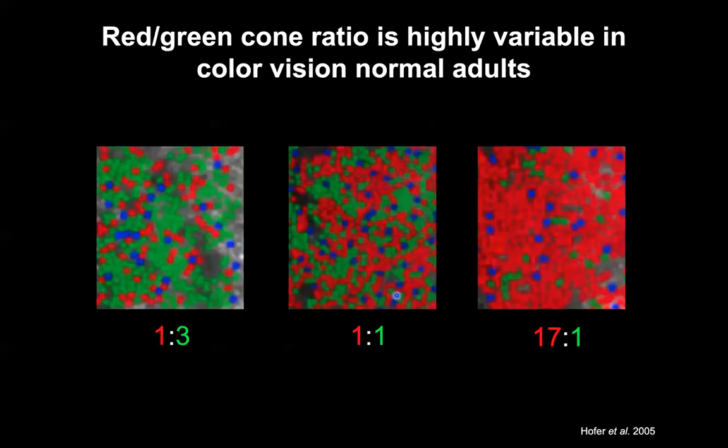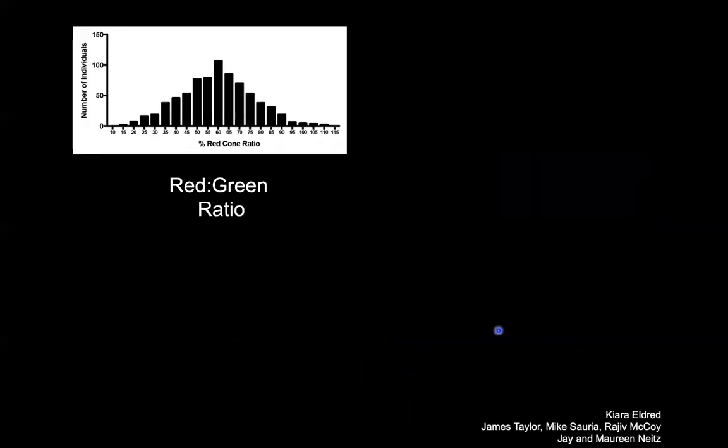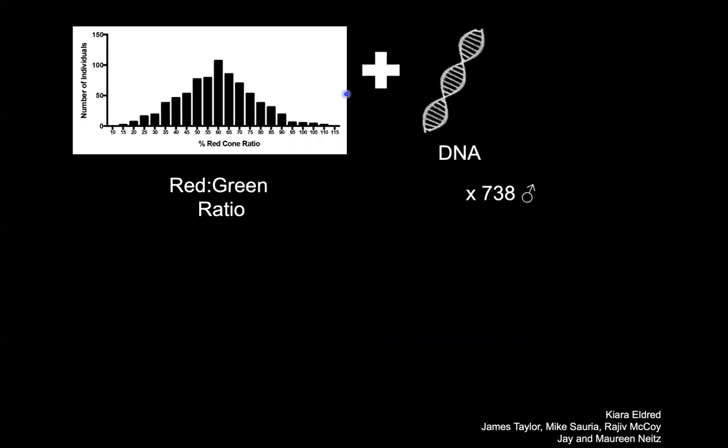What is really important to understand is that the ratio of red to green cones is highly variable in the color vision normal population, from 1 to 3, 1 to 1, and 17 to 1. And all of these individuals, again, see normally. In collaboration with the Rhesus group, they determined the percent red ratios and the DNA sequences from 738 human males. And they have a nice normal distribution, as you can see here. Males were used because the opsin locus, again, is on the X chromosome, and therefore they only have 1 copy.